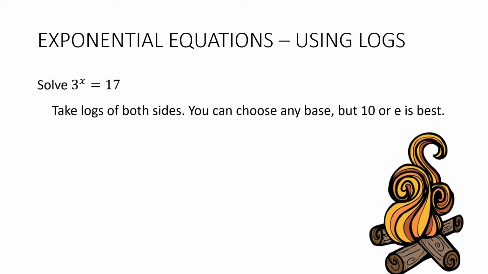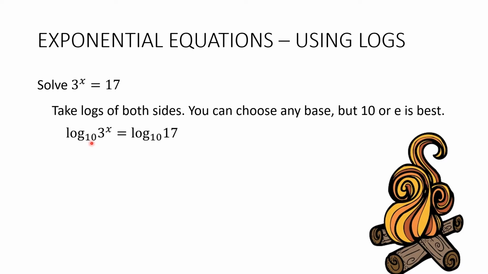We can choose any base, but obviously we want to choose either base 10 or base e so that we can use our calculator. So, providing we do the same thing to both sides, we haven't changed the equation. So I've got log base 10 of 3 to the power of x is equal to log base 10 of 17. Now you've seen this a number of times now.